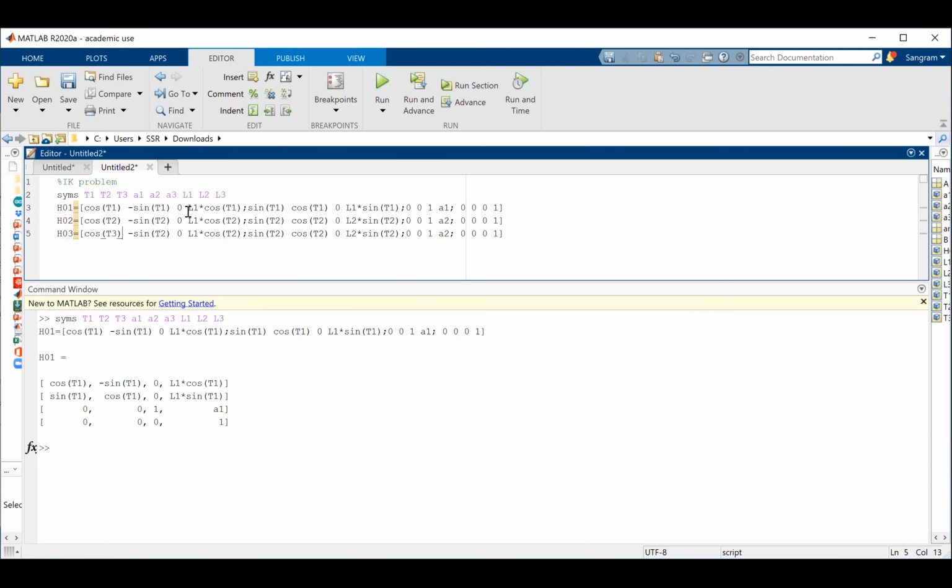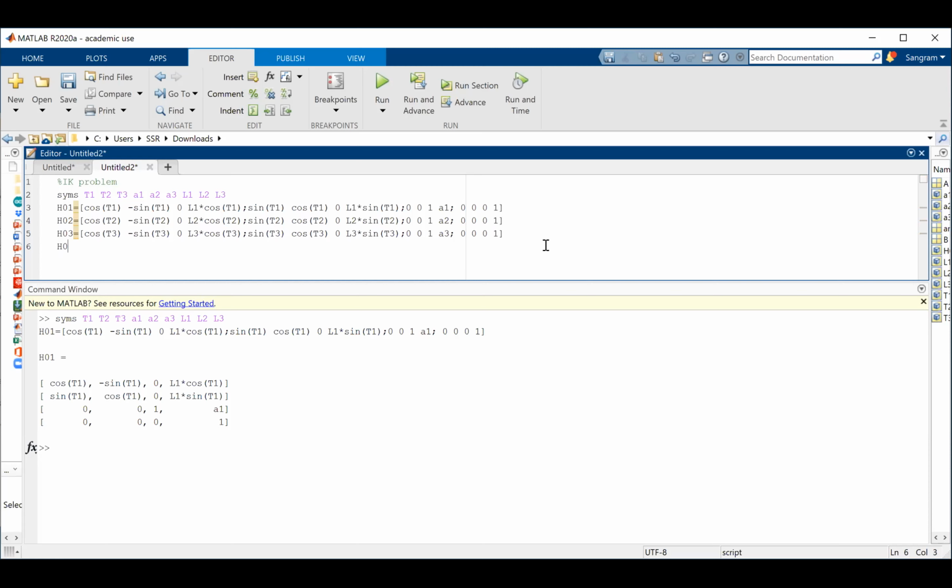Same drill, cosine theta 3, sine theta 3, L2, L3, T3, T3, L3, T3, A3. Okay, does my matrix, the H1, 0, 1, 0, 2, 0, 3, they look okay to you?